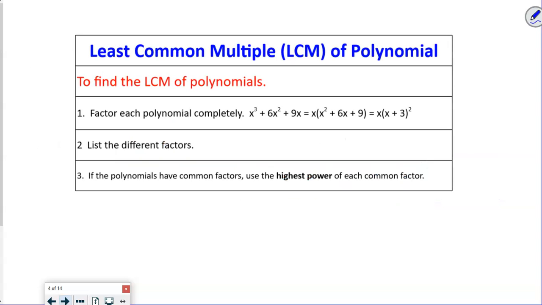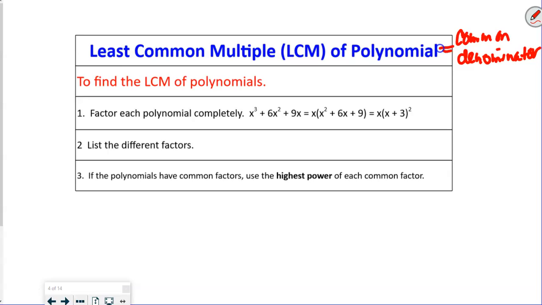When we're talking about least common multiples of polynomials, that's what we call a common denominator. So we're just going to say this is equal to a common denominator. Sorry, y'all, my handwriting's not that great today. To find the least common multiple, or the common denominator, we're going to factor each polynomial completely.